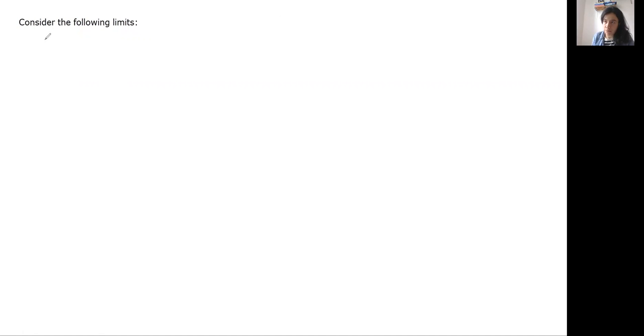So we're going to look at the following three. We have the limit when x goes to 1 of 2x minus 2 divided by x minus 1. The limit when x goes to 1 of x minus 1 squared divided by x minus 1. And the limit when x goes to 1 of 4x minus 4 divided by x minus 1 cubed.